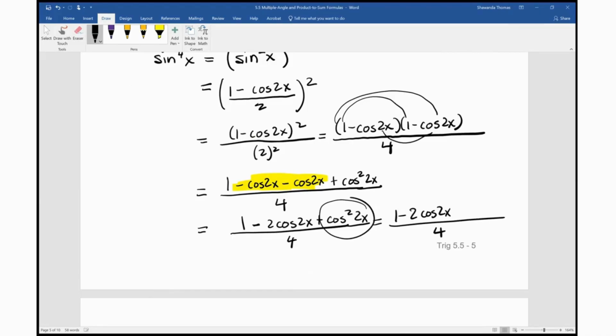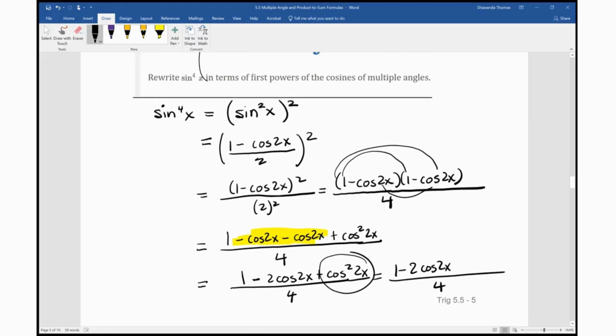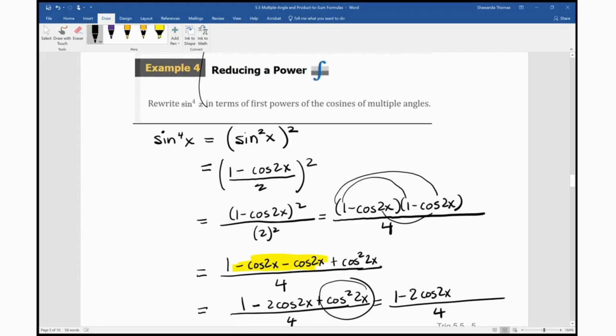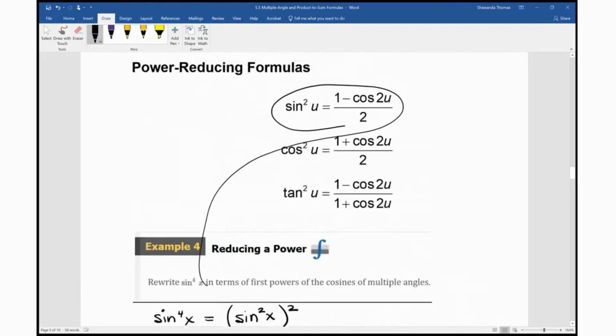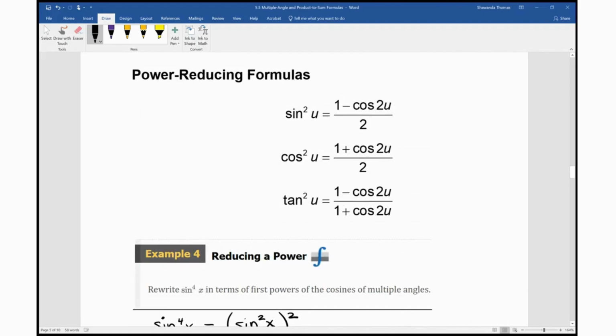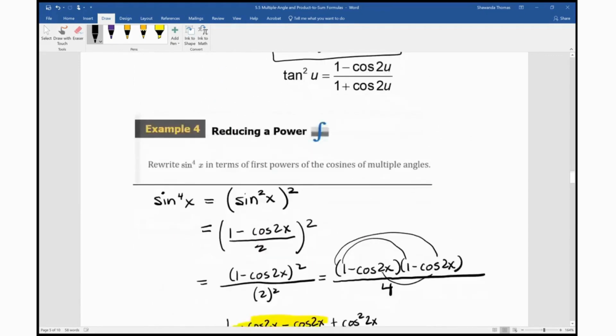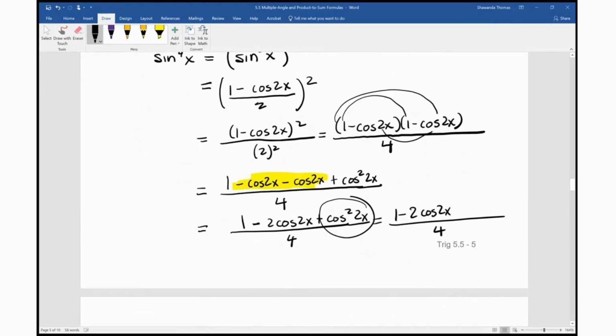This right here, cosine squared 2x, we can use one of these formulas. We could use this formula right here. But u is 2x now. If u is 2x here, then that becomes 2 times 2x, which is 4x. All right, 1 plus cosine 4x over 2.